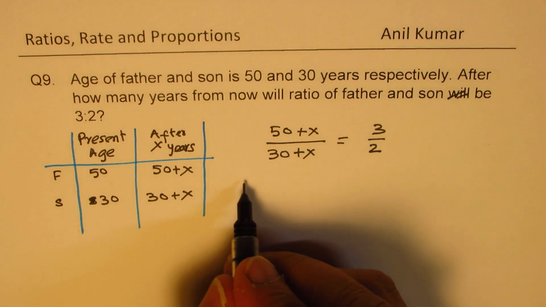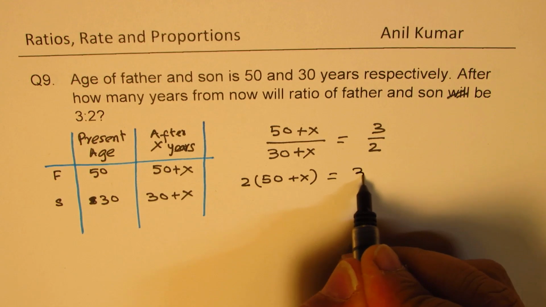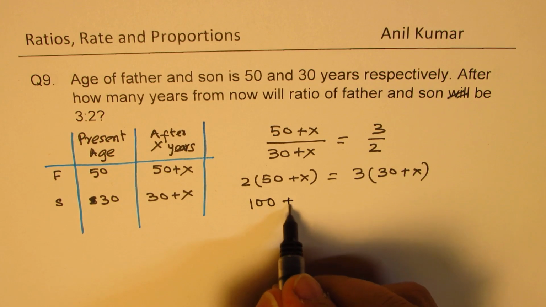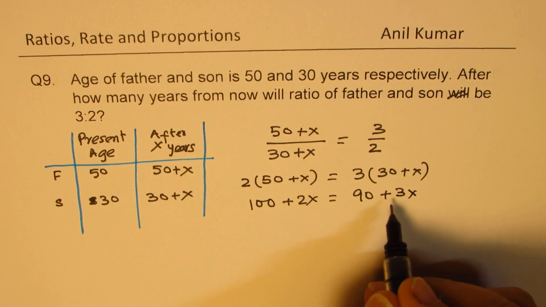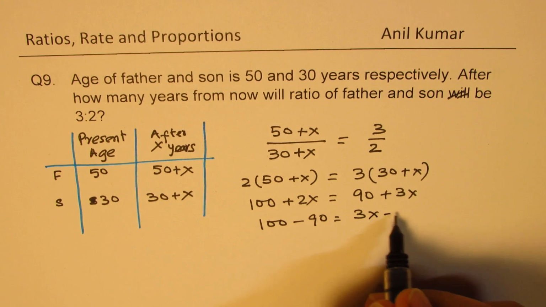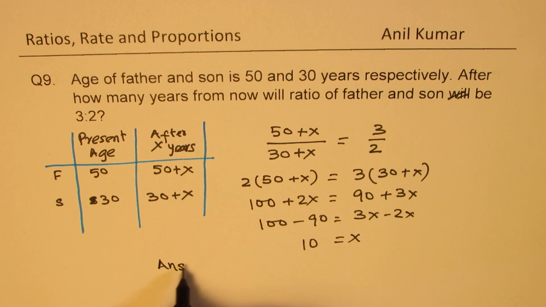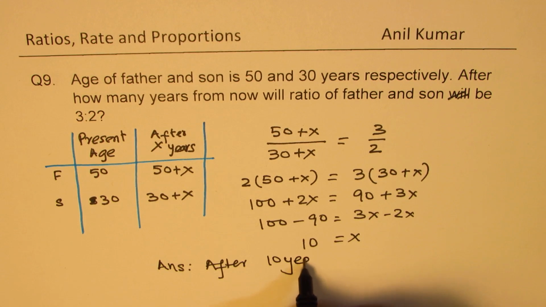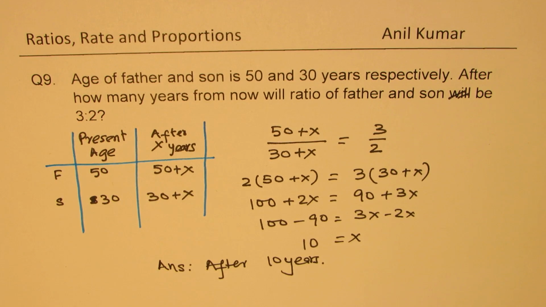Just cross multiply. So we get 2 times (50 plus X) equals 3 times (30 plus X). That means 100 plus 2X equals 90 plus 3X. Taking 90 to this side and 2X to the other side, we get X equals 10. So our answer is after 10 years. Right? Ratio will be 3 is to 2. Is that clear to you, right?